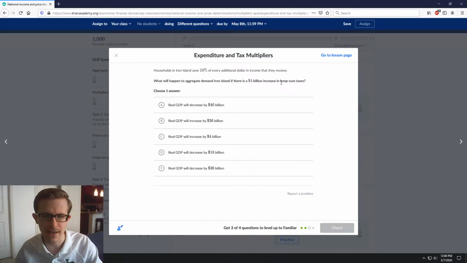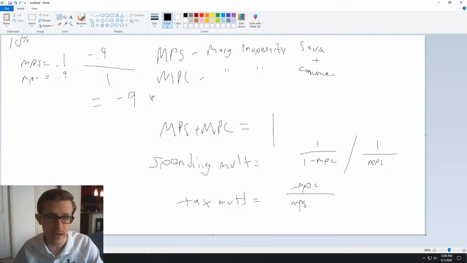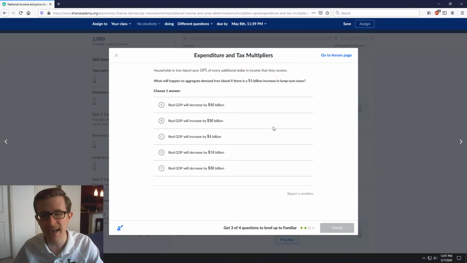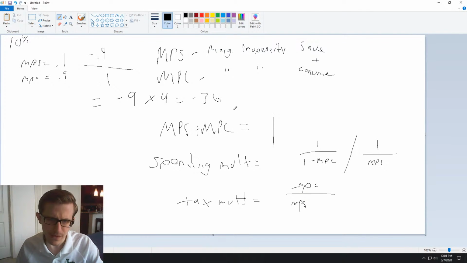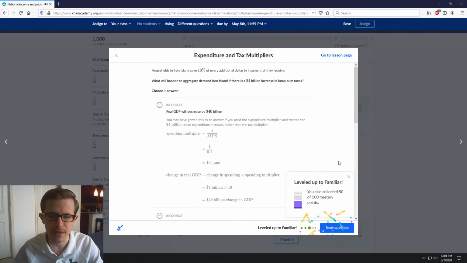So we have negative 9, and since it's a multiplier, what are we going to do with it? That's right. We're going to multiply it by the 4 billion. So negative 9 times 4 equals negative 36, because it is an increase in taxes. Since it's an increase, that means it's going to be our contractionary policy that we talked about and will talk about in the future. So it's a negative 36, so it means that real GDP will decrease by 36 billion. Good job.